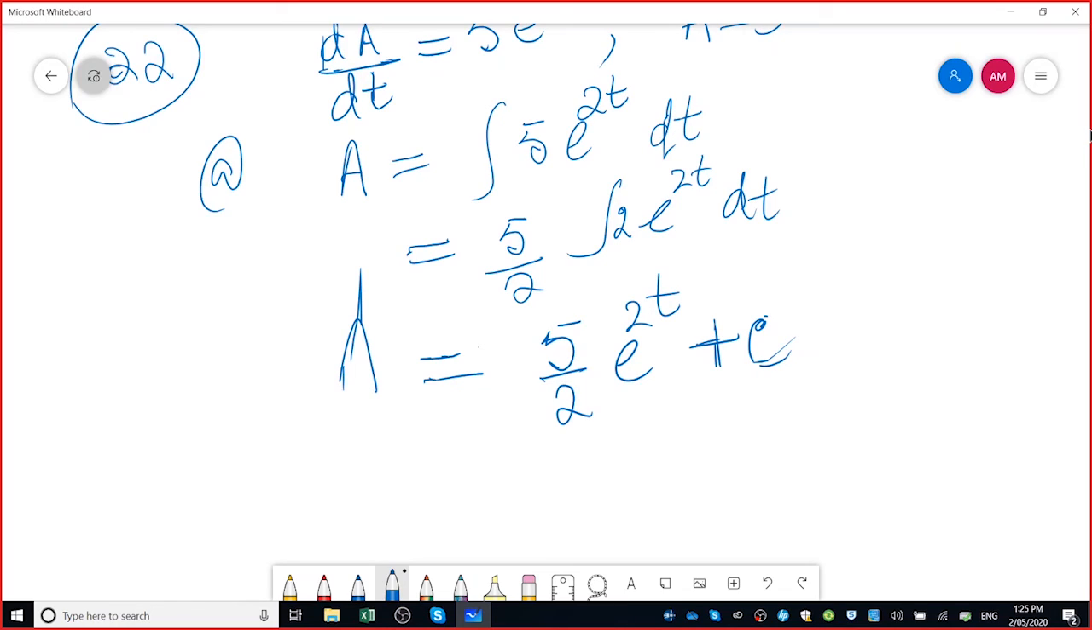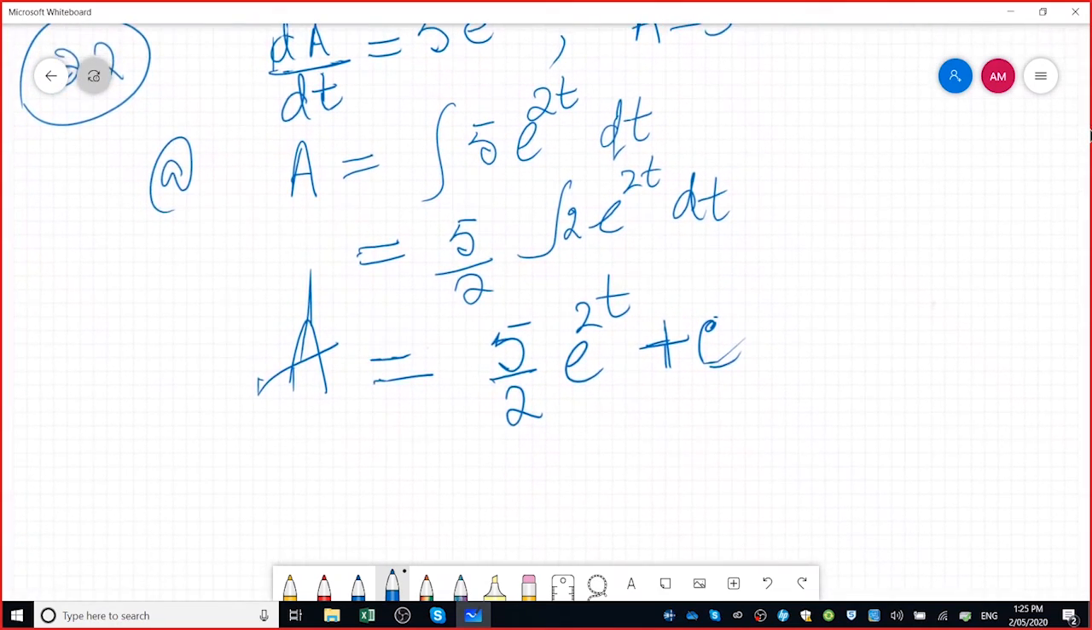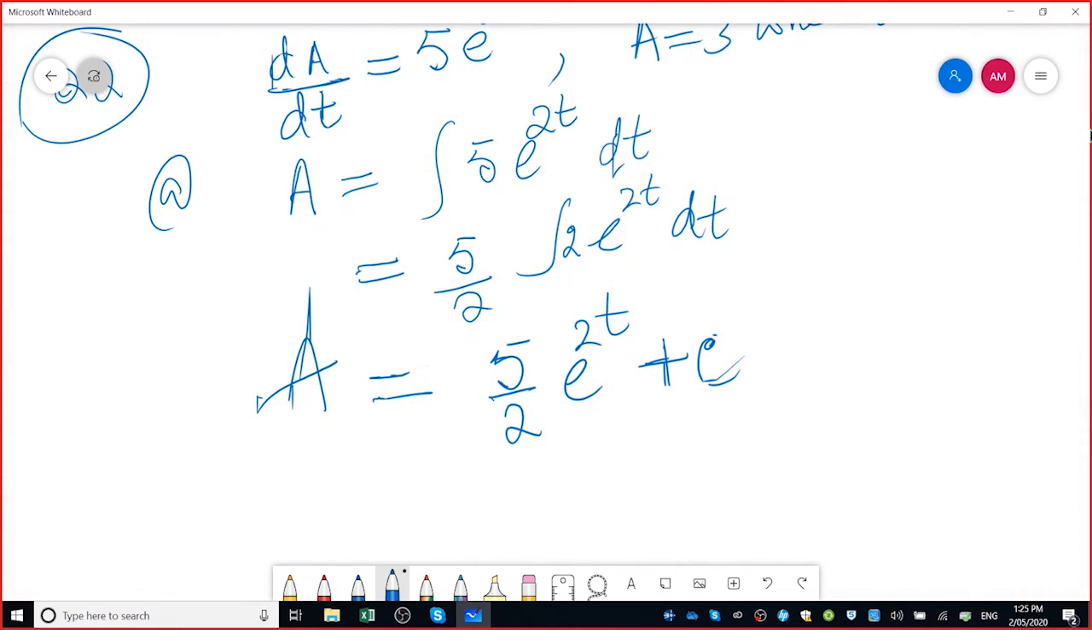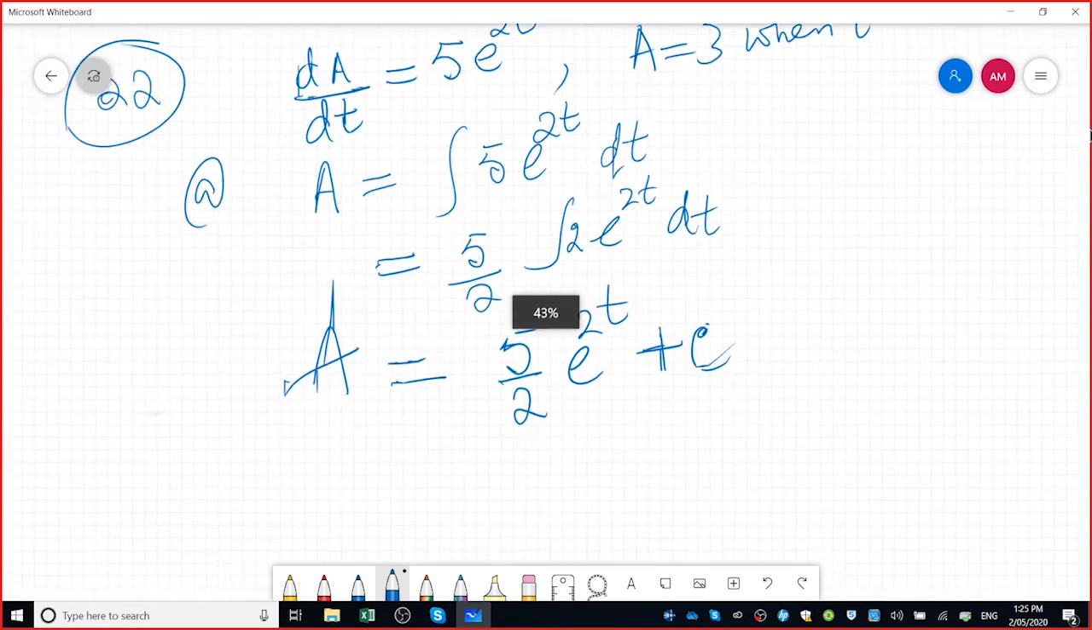And we are told that A is 3 when t is equal to 0. So what would we see? What would we see, what did you find?